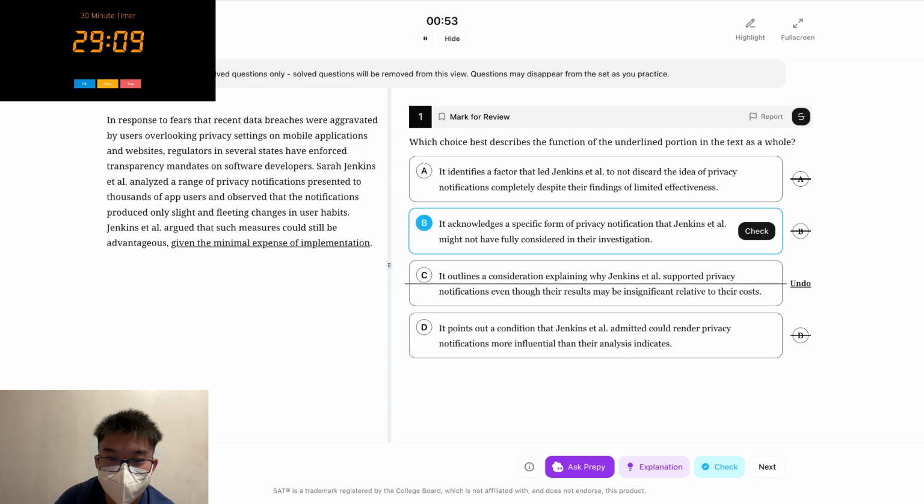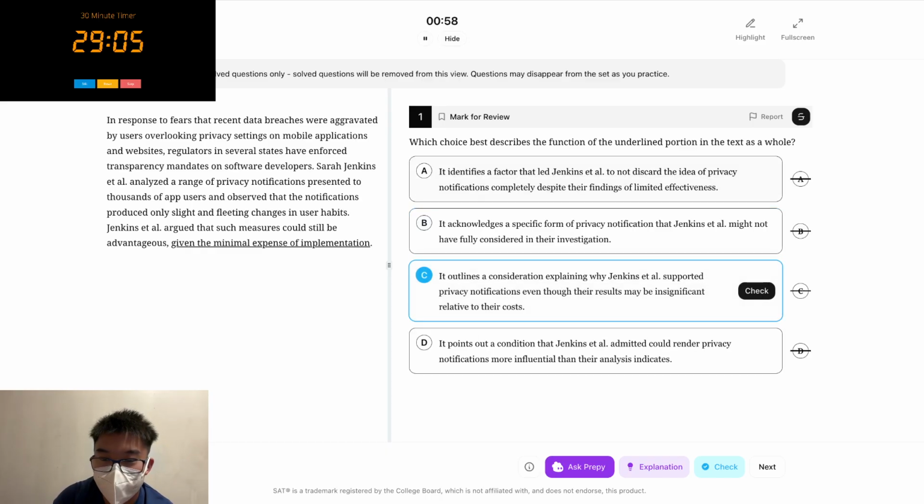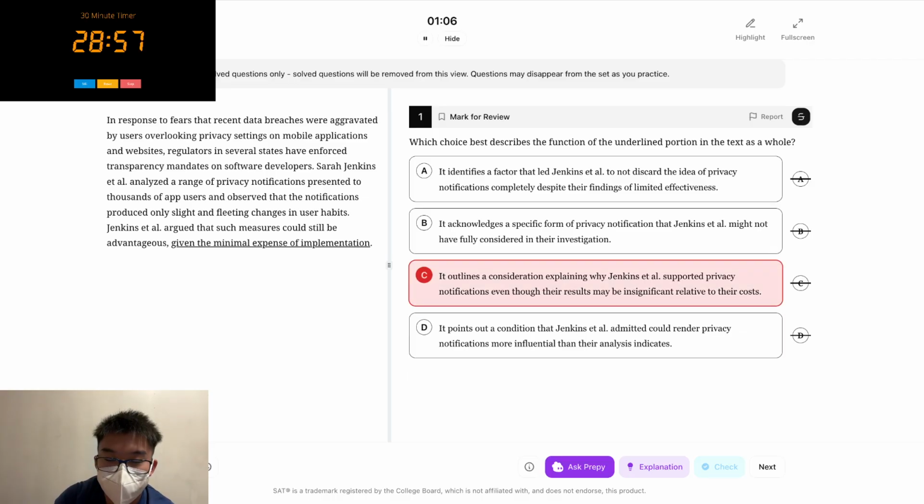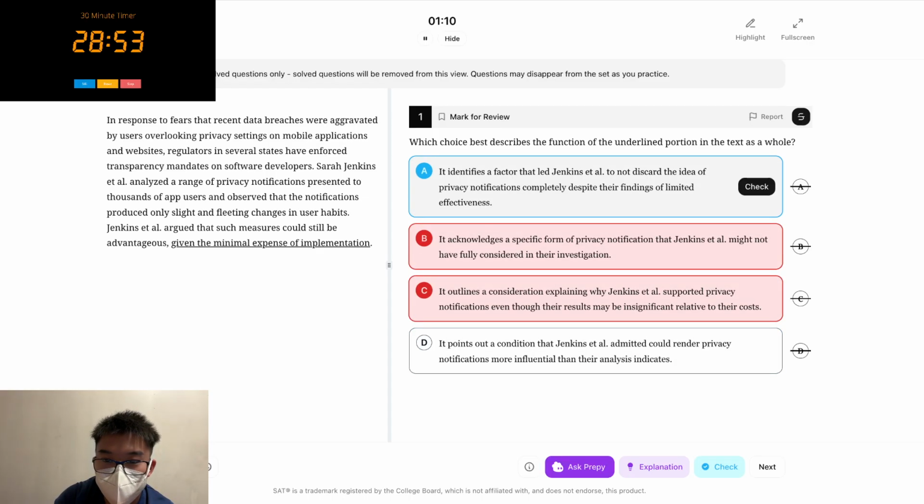Oh, I don't think this is costing. Wait, no, it does have to do with cost. Okay, crap. It might. Argue such can still be advantaged.